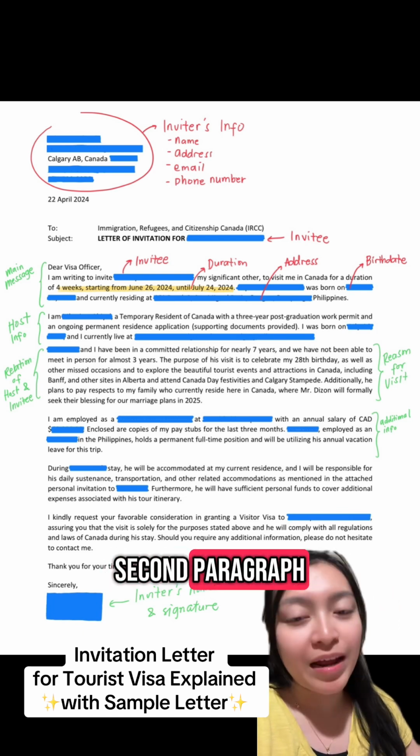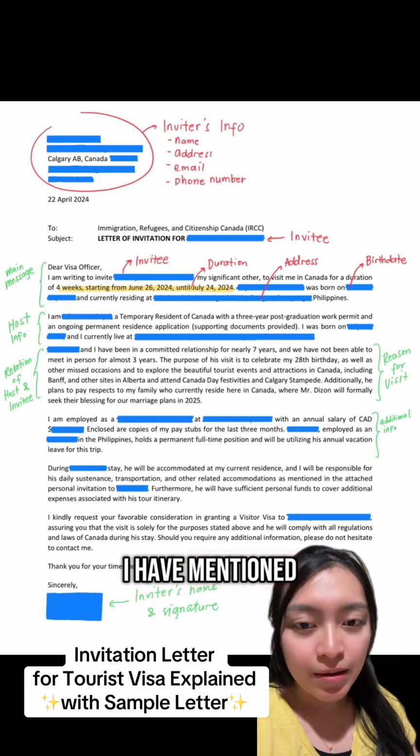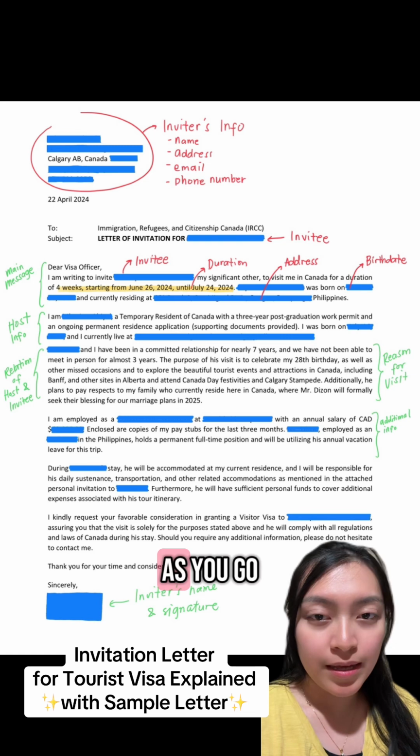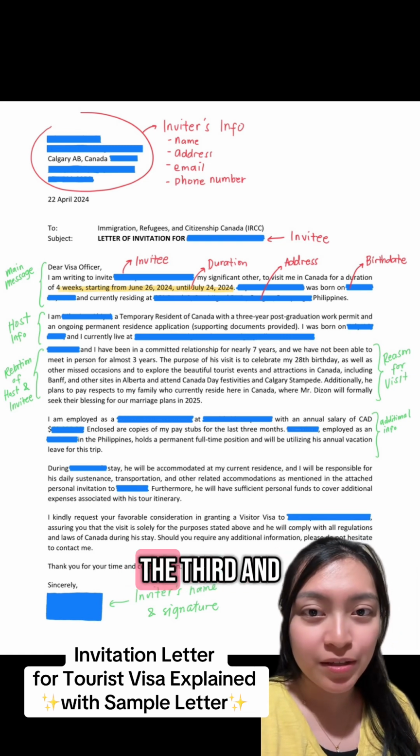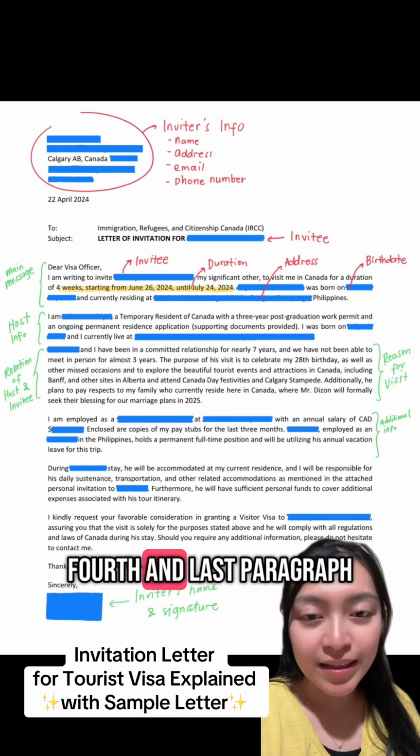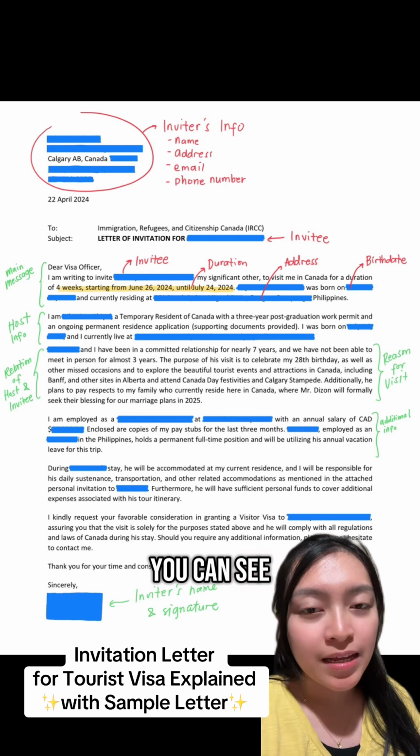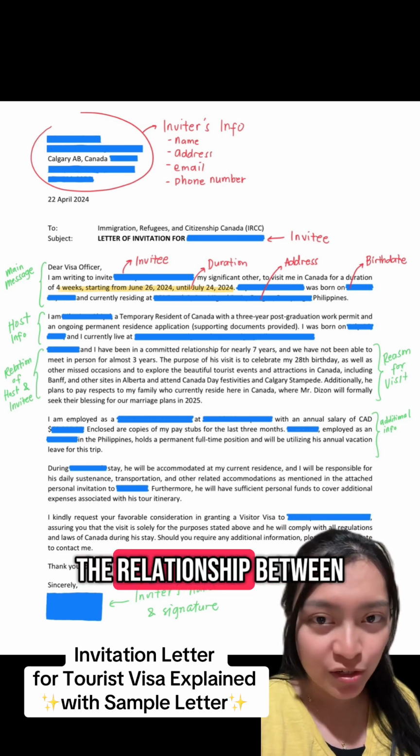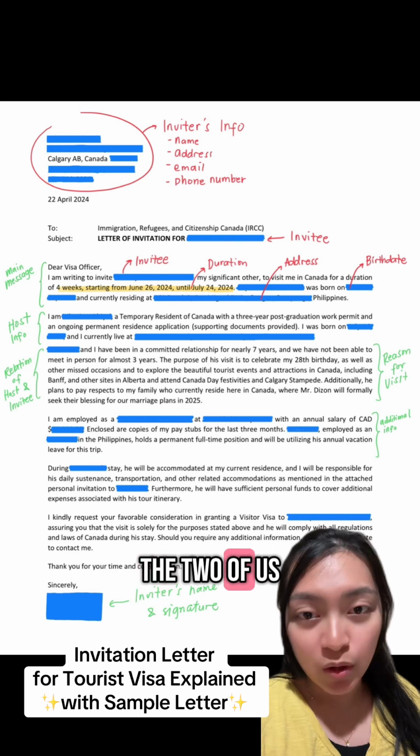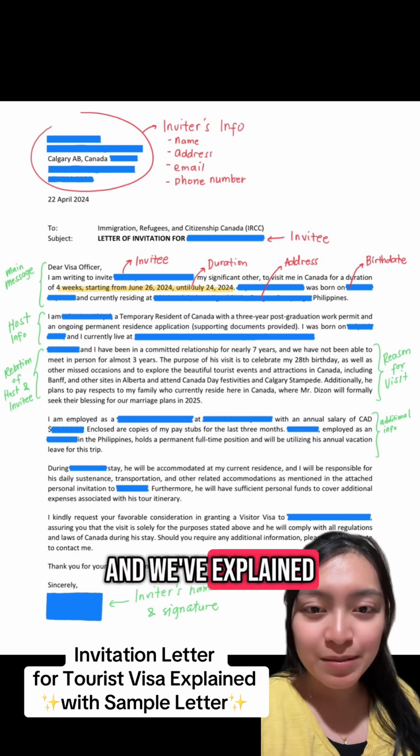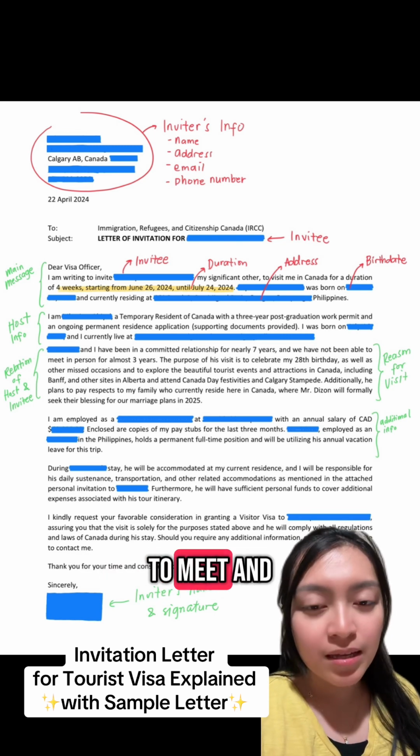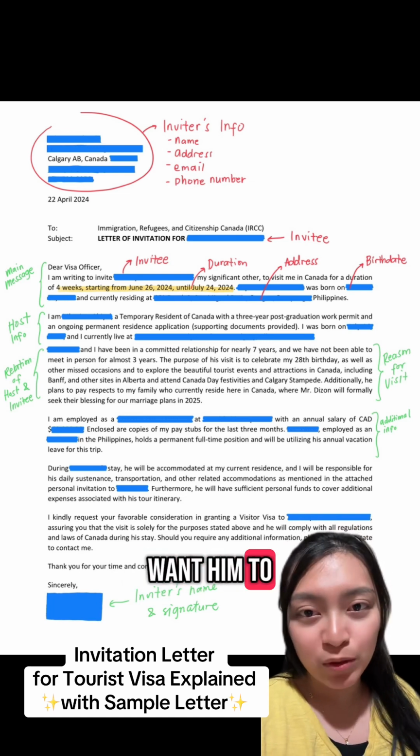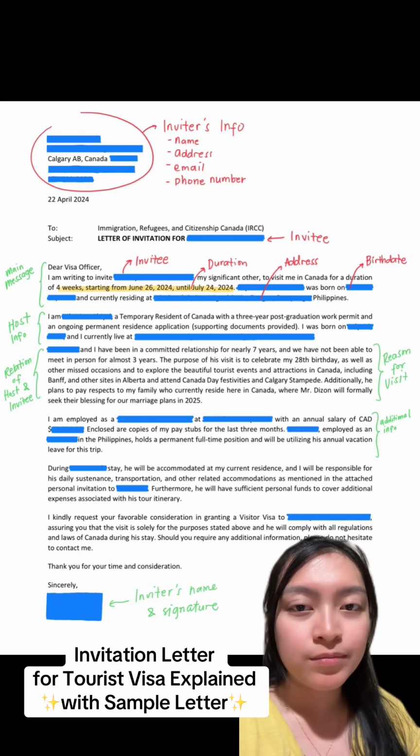And then if you take a look at the sample letter that I created, you can see that in the second paragraph, I mentioned some important information about me as the host. As you go further down, in the third, fourth, and last paragraphs, I mentioned the nature of the relationship between the two of us, and we explained why we want to meet and why I want him to visit me here in Canada.